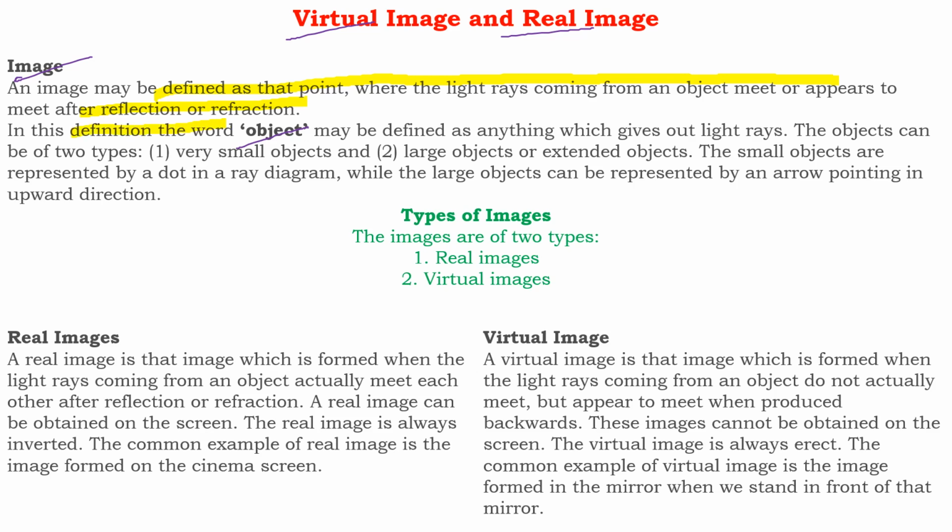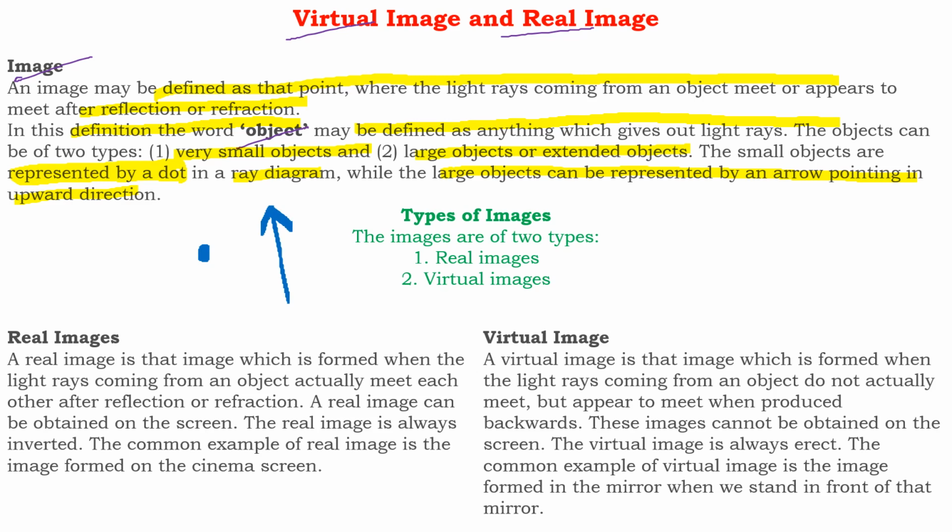In the definition, an object may be defined as anything which gives out light rays. The objects can be of two types, very small objects and large or extended objects. Small objects are represented by a dot because this theory only we are going to apply in the chapter. Small objects are represented by a dot in the ray diagram, while the large objects can be represented by an arrow pointing in the upward direction. Clear? So this can be a small object, and this is serving as a big or large object.